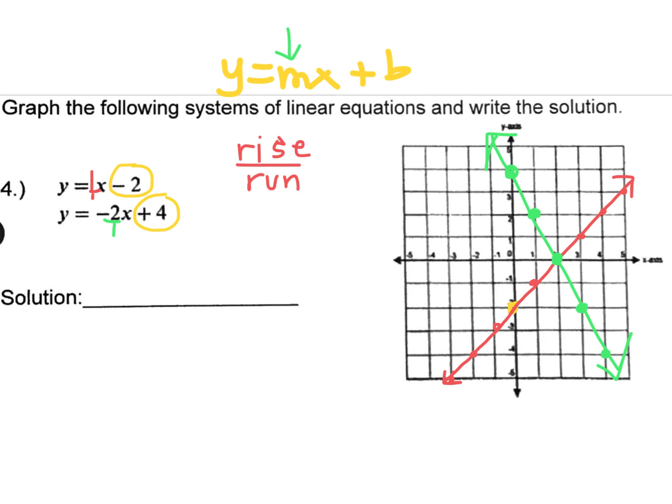Okay, then X marks the spot for our solution. Our solution is an ordered pair. It's the x value and the y value. So this one is on the x, it's at 2, and on the y, it's at 0. So 2, 0 for my ordered pair.